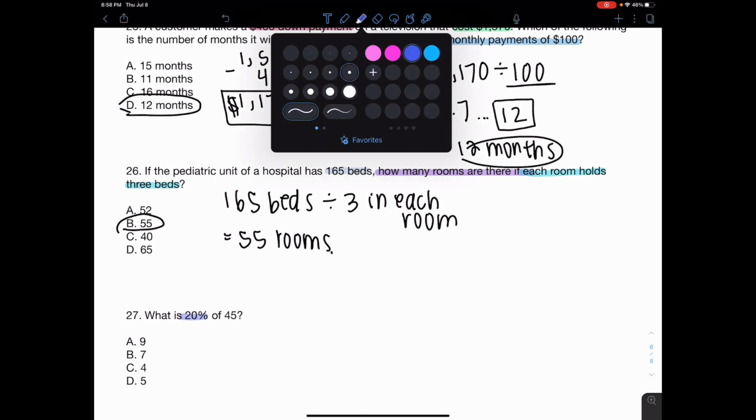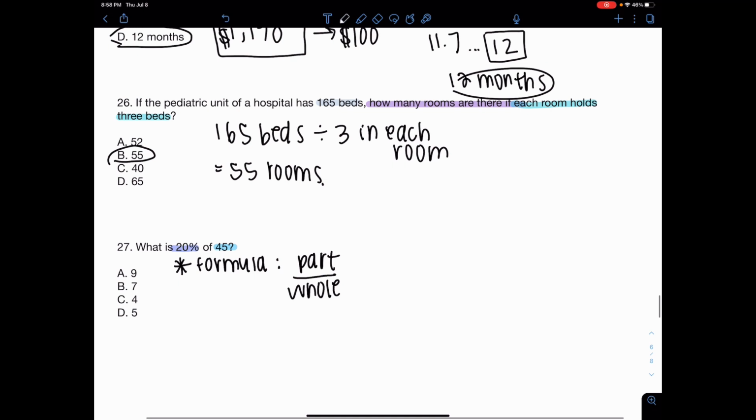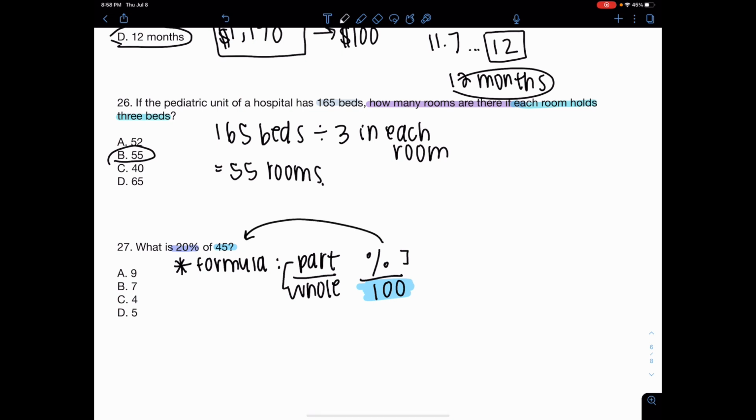Okay, so this question is asking, what is 20% of 45? This formula is very, very important to know because you'll probably see it a lot on the test. At least I did. So it's a very important formula to know: part over whole and percent over 100. Now, 100 is always going to be there. These other numbers are the ones that could change, obviously, because we don't know what's in that question.